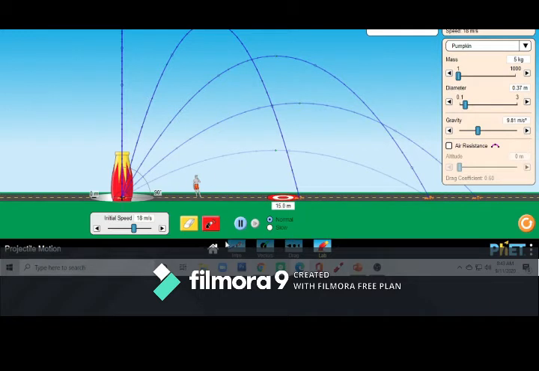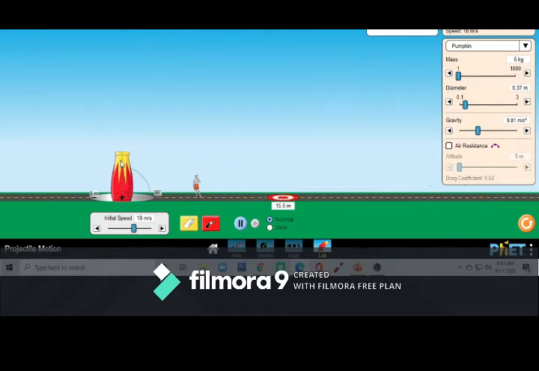How about the speed of the projectile? Since a launching angle of 45 degrees gives the maximum range, let's launch the projectile at 45 degrees with a speed of 5 meters per second. That is the range of the projectile. If I launch it at 10 meters per second, the range is farther. At 15 meters per second, the range would be farther still.